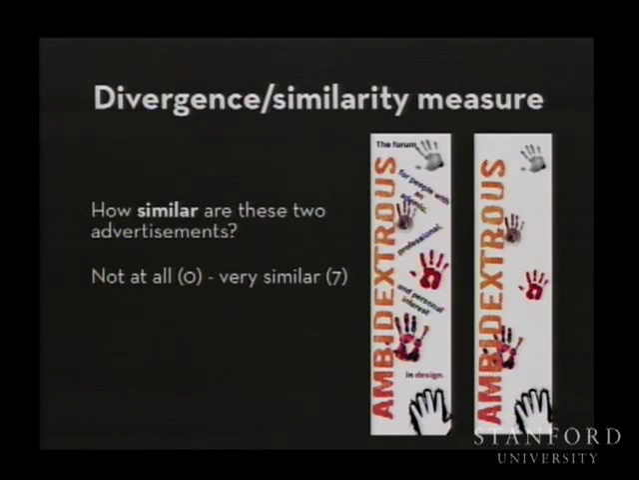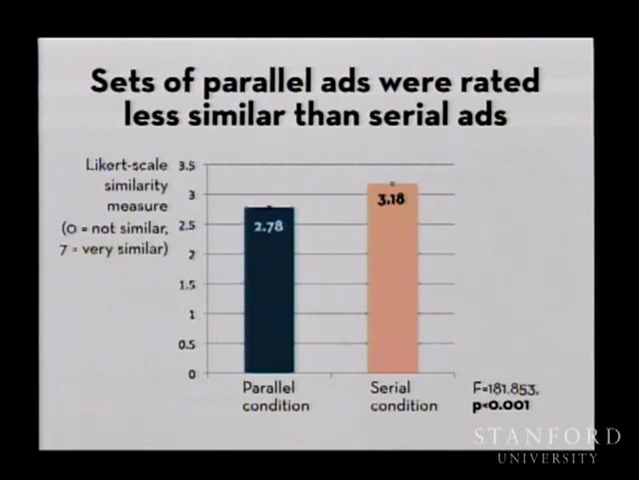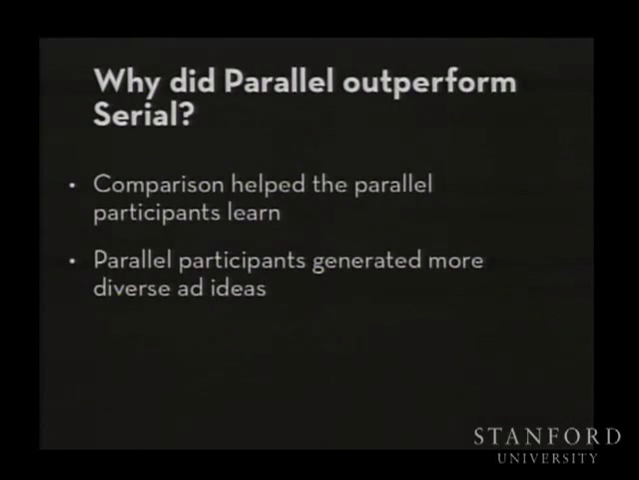What that does is, when you add up all the similarities between all the pairs of an individual's ads and put that in front of 30 Mechanical Turk judgers, you get a large sample of similarity measures for each participant. And what we found is that sets of parallel ads were rated much less similar than the serial ads. So the parallel ads were more divergent. Which leads us to our second hypothesis, that parallel participants generated a wider variety of ad concepts, and perhaps doing so helped them explore more fully the range of possibilities for this task.